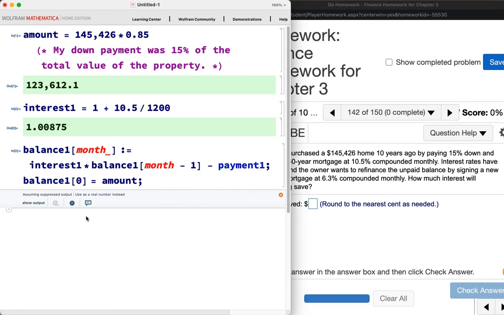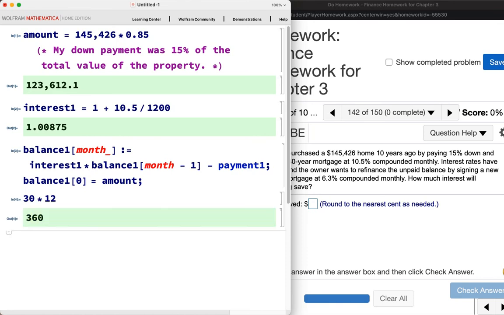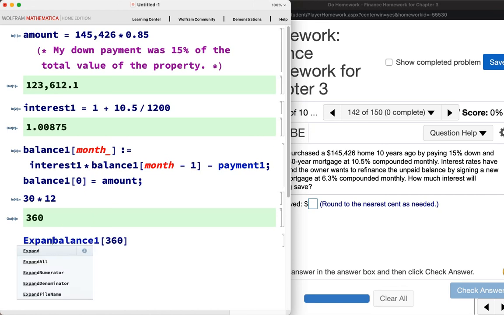So what is the actual payment going to be? Balance1 of 360 months, which is 30 years. So remember, 30 years times 12 months a year, it's 360 months. So balance1 of 360. I have to expand this because otherwise it's going to be very difficult to read the output.